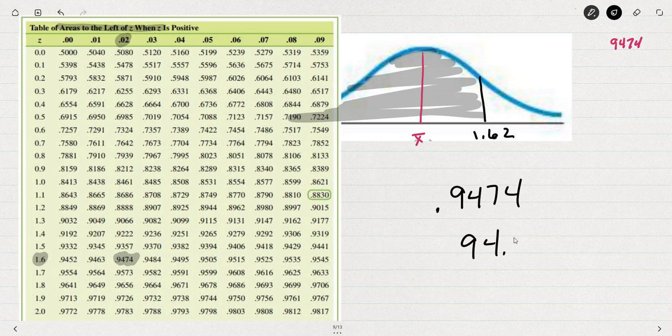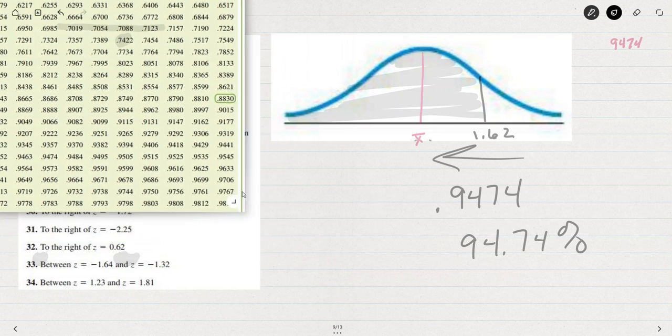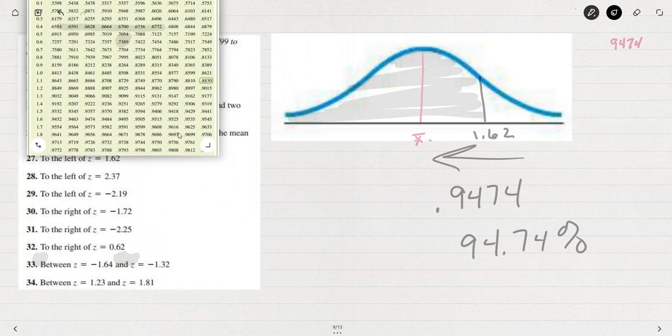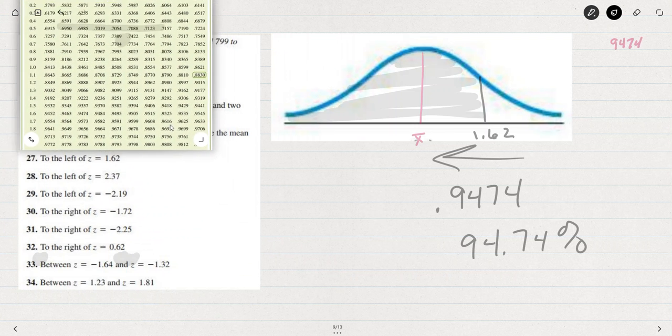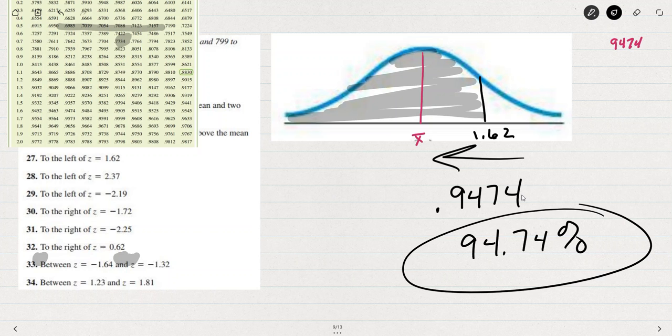Or 94.74% of the data lies to the left of 1.62 standard deviations to the right of the mean. This sketch is helpful because as I look at it, I can see that 94.74 is a reasonable answer for this area that I have shaded.